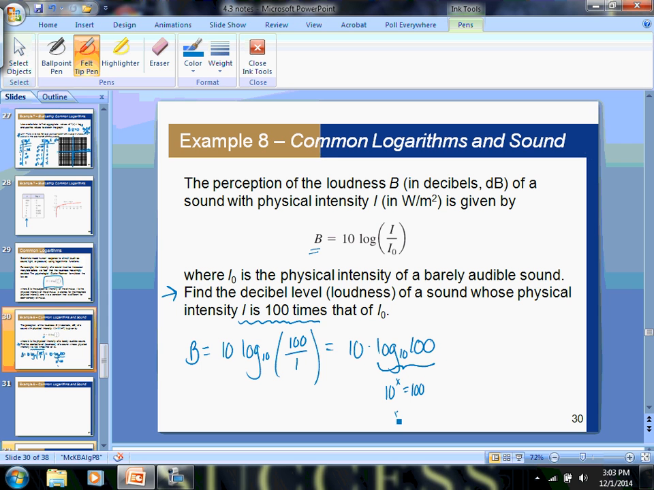Okay? So that means that something has to be 2. So if you did log of 100 in your calculator, you would get 2. So that's really 10 times 2, which is 20. So 20 is going to be our answer there. 20 is the decibels, I guess we could label it. 20 decibels that a physical sound would have to have in order for it to feel 100 times more intense.